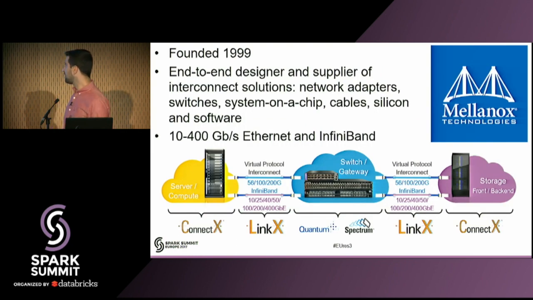So a few words about Mellanox, and these 4 lines are the only marketing stuff you're going to see in the slides. Mellanox was founded in 1999. It's an end-to-end designer and supplier of interconnect solutions that goes for network adapters, switches, system on a chip devices, cables, silicon, and software. Networking products by Mellanox run on 10 to 400 gigabit per second. So it's all the way from mid-range to boutique high-end devices.